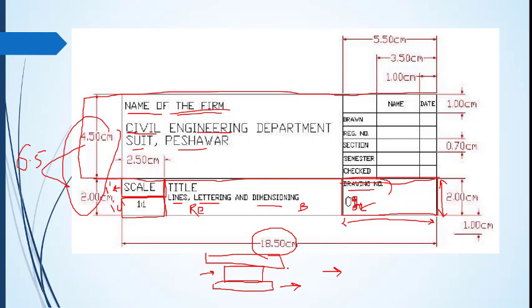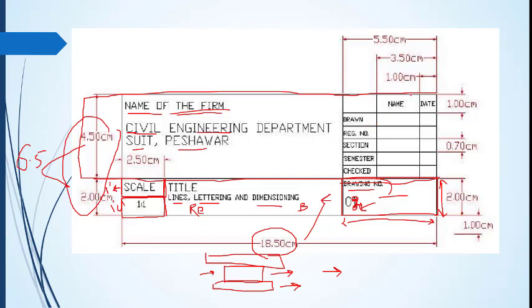And for drawing number 2, the same, we will write here drawing number 2, and in the title bar we will write ground floor. In the third, drawing number 3, we will write the first story, second story, third story, etc. So this section is provided for that purpose.